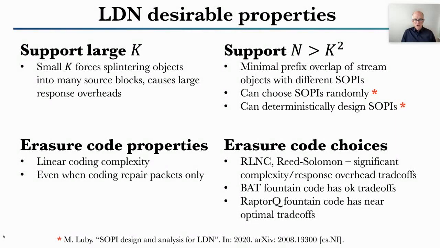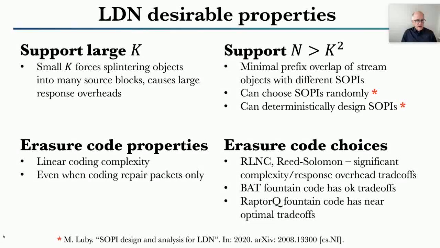In fact, it can be shown that if you choose the SOAPys randomly, then with very high probability, they will have a very small overlap for the condition above when n is bigger than k squared. And going further, you can design a large set of SOAPys deterministically that have guaranteed small overlap between their prefixes. Both of these are shown in the reference on the bottom of this slide.